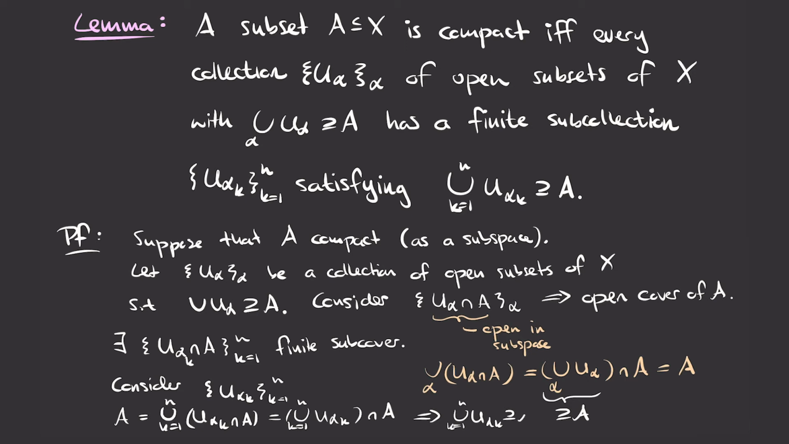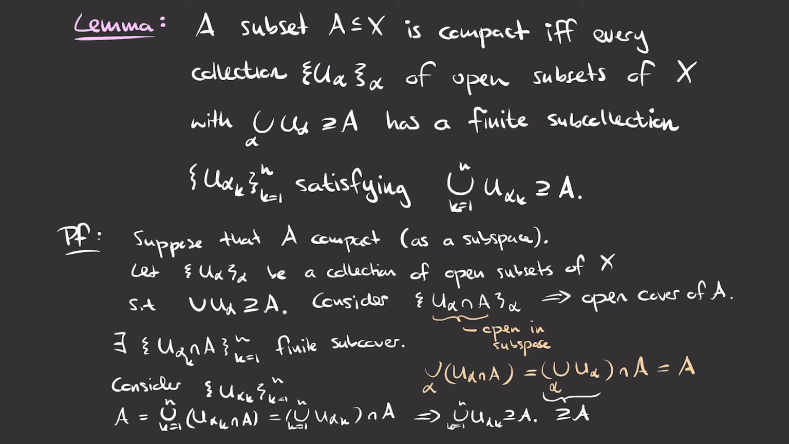has to contain A. Why is this the case? Well, if there were some point in A which is not contained in the union, then that point would also not show up in the intersection, and this would contradict the fact that this intersection is equal to A. Therefore, every point in A also has to be contained in this union, and that's exactly what we wanted to show for this part of the lemma.